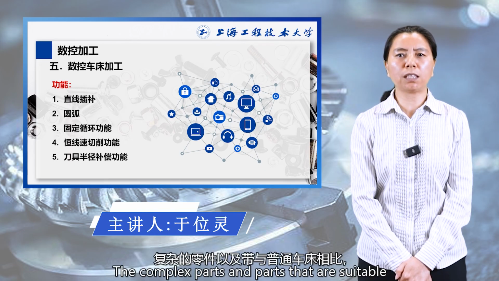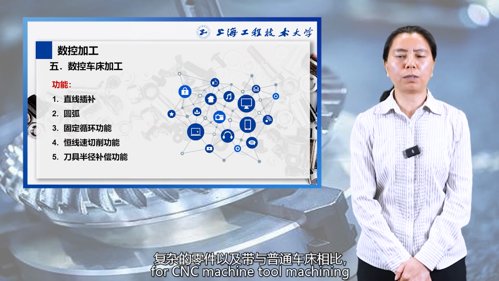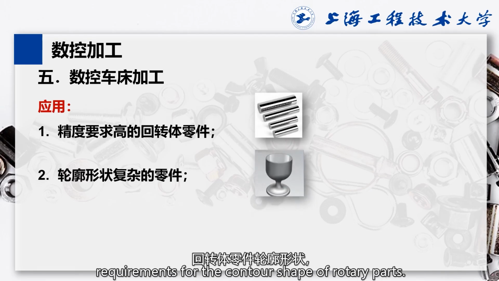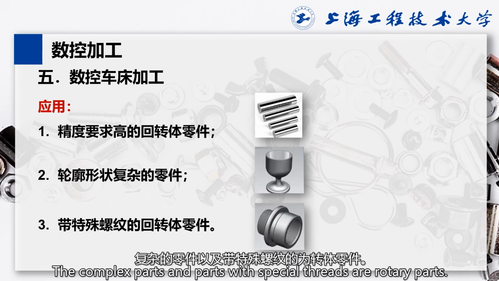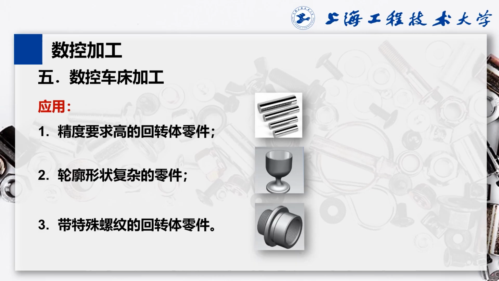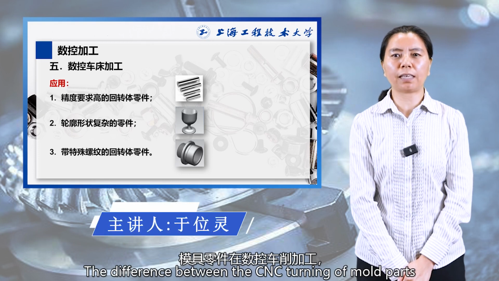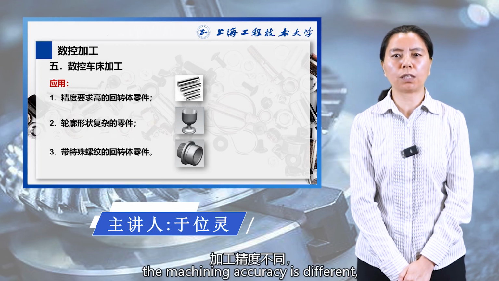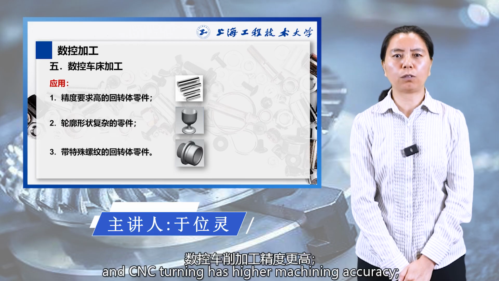The complex parts and the parts that are suitable for CNC machine tool machining, compared to ordinary machine tools, have high precision requirements for the control shape of rotary parts. The complex parts and parts with special threads are rotary parts. The difference between the CNC turning of mold parts and ordinary turning is that the machining accuracy is different, and CNC turning has higher machining accuracy.